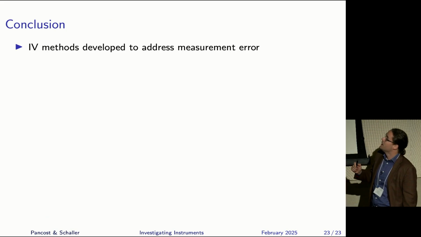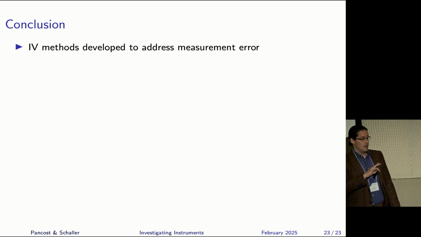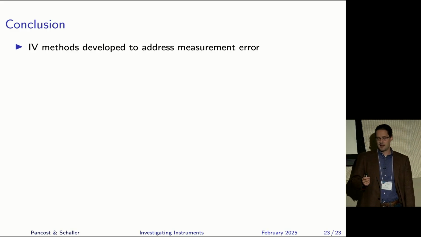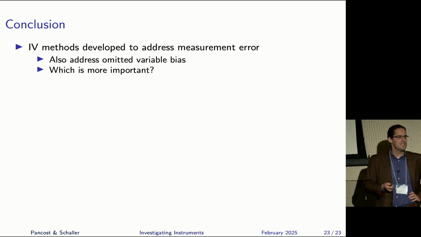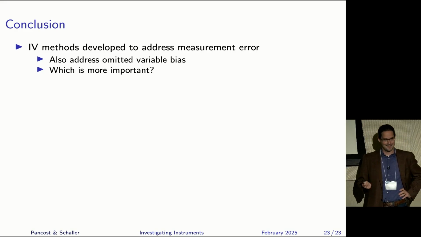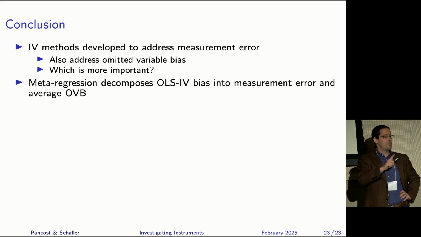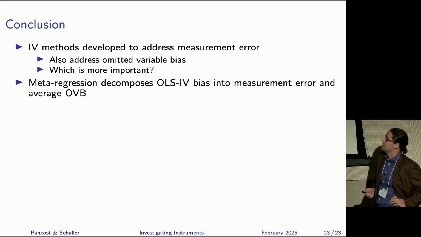Okay, I'm going to wrap up. IV methods were invented to deal with measurement error. They also happen to work for omitted variable bias. Cool. Which of these is more important in practice? You can find out in your paper. You can find out right now. It doesn't take long to code this up.